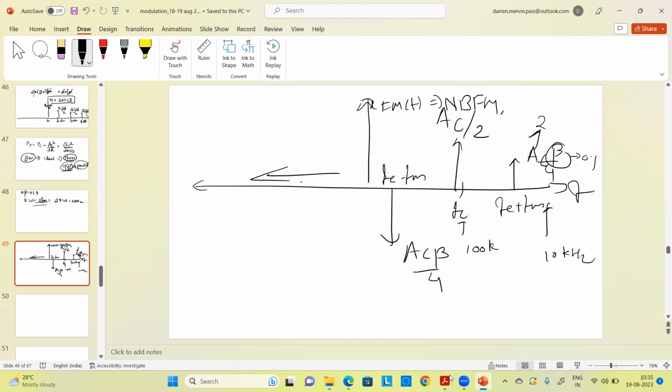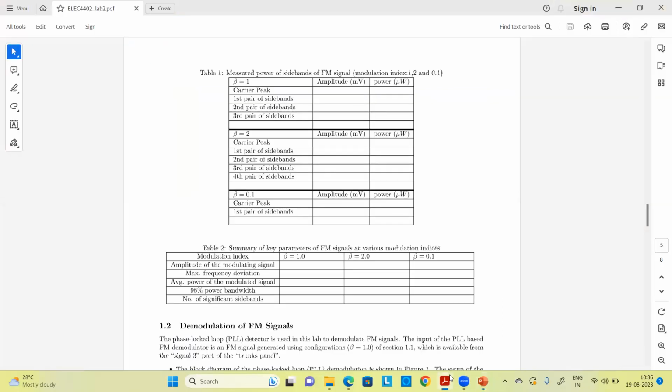Okay, so let's go. I understood. I have to mirror that as well, so it's like negative FC plus FM.